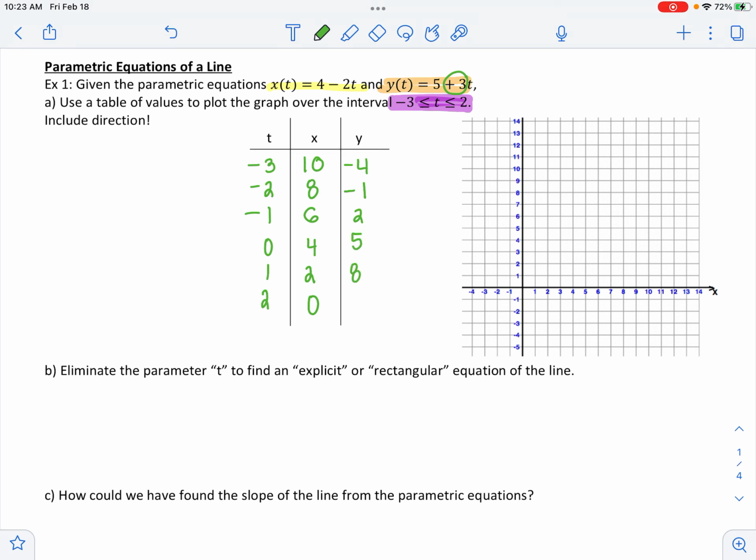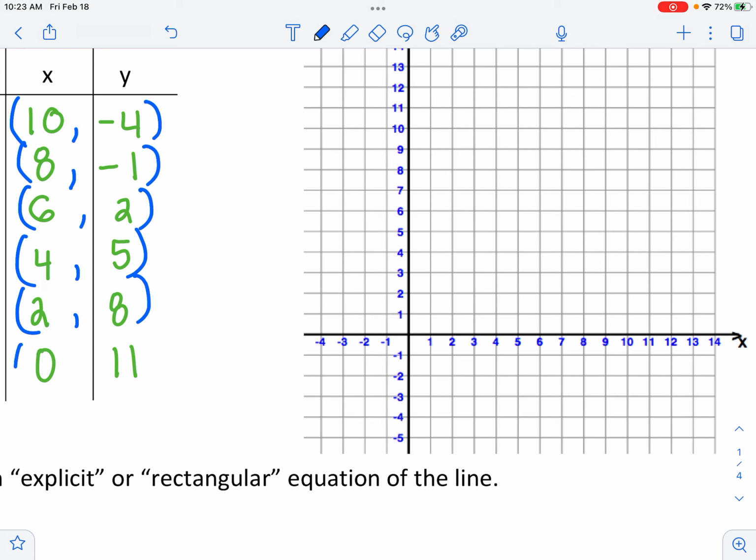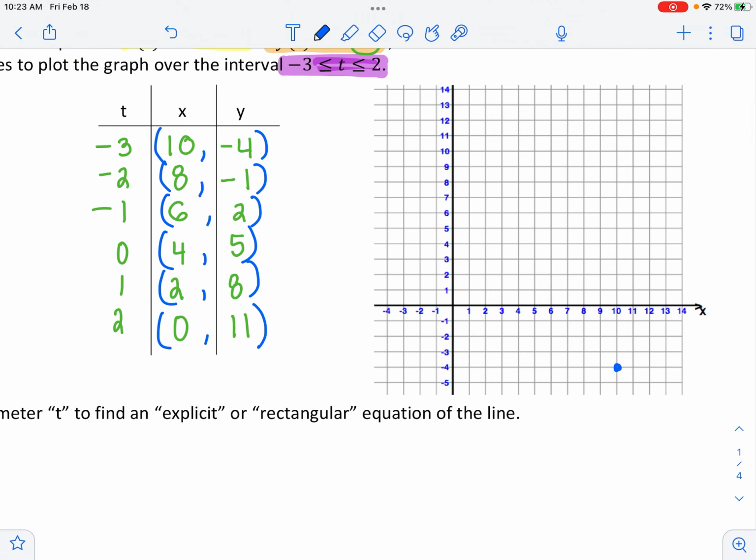All right, so now what you have is these points right here. And if you're like, what points? These x, y ordered pair points. So you have 1, 2, 3, 4, 5, 6 points that you can graph. You're going to start with the first ordered pair, 10, -4, and graph 10, -4. That's your first point. Now you're going to graph 8, -1. Second point, 6, 2. Third point, 4, 5. 2, 8, and 0, 11.